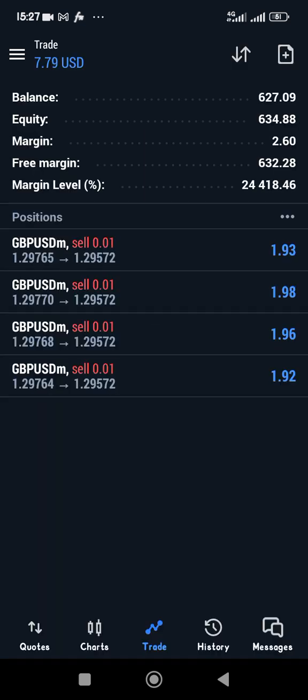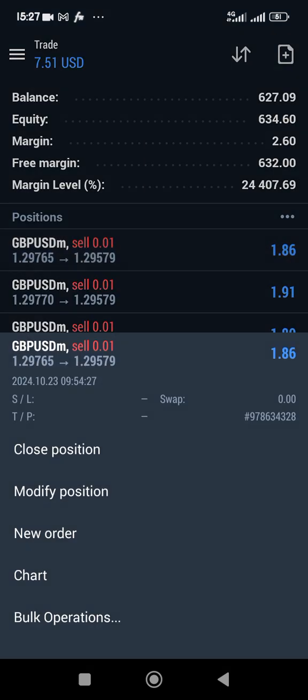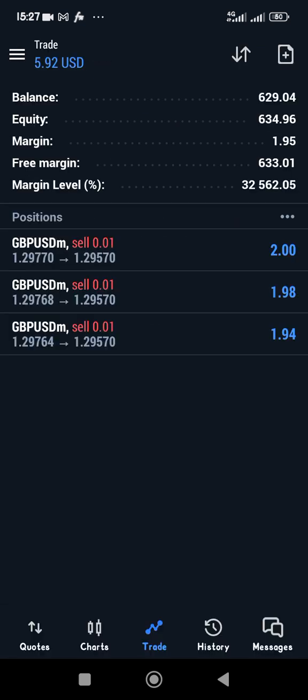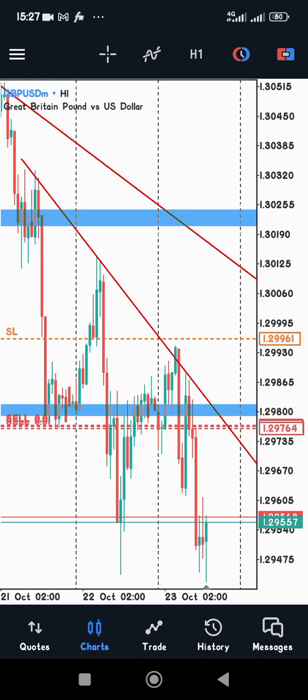I can see it's trying to retrace already. Let me continue with the strategy. Now, the strategy is trend line based.